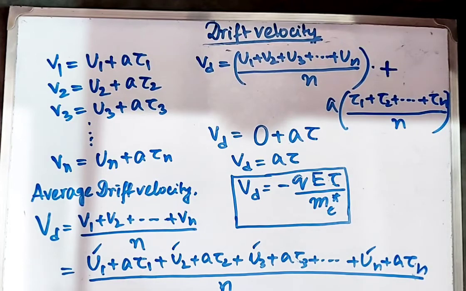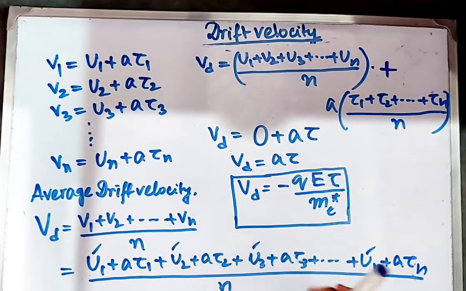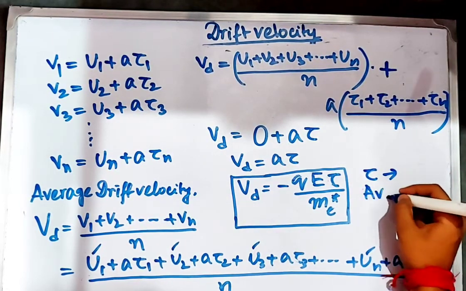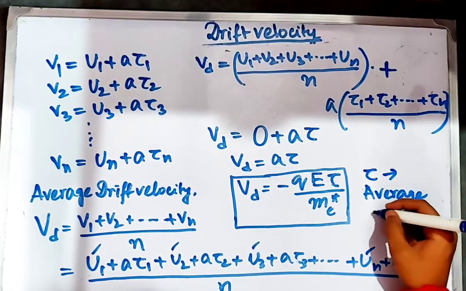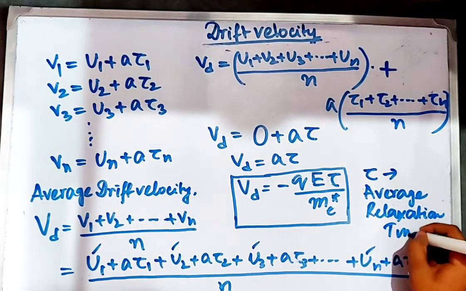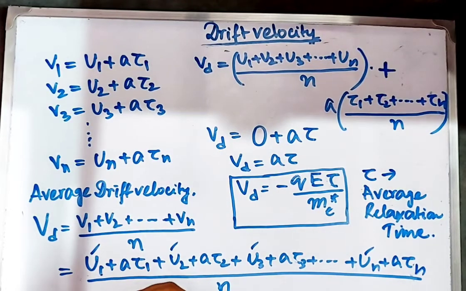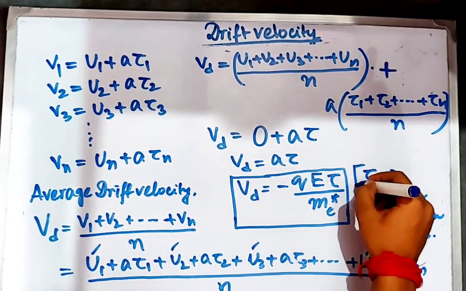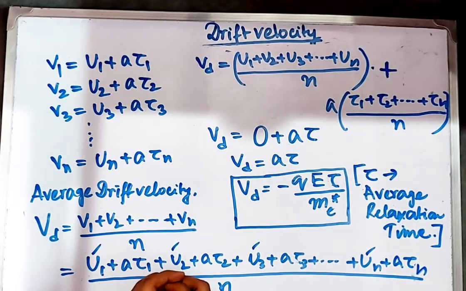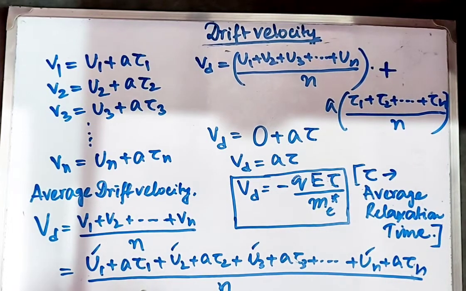So this is the expression for drift velocity of semiconductor, and here tau is the average relaxation time. So this is everything about the thermal velocity and drift velocity of semiconductors.